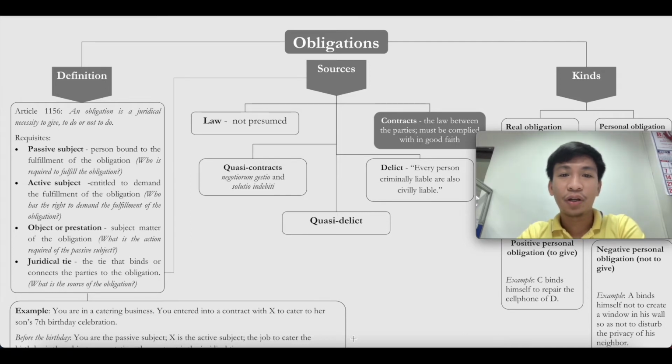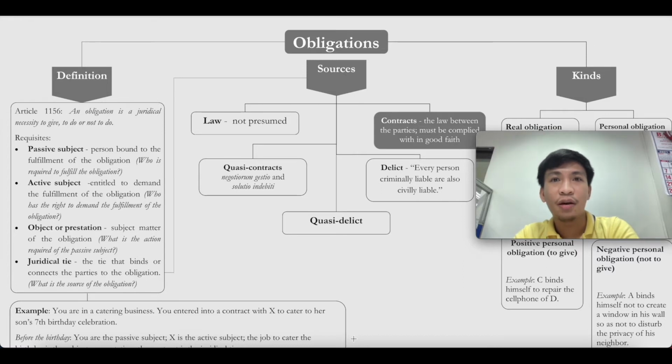Now, for your reference, maglalagay tayo sa website ng copy ng civil code so that you will see yung exact na provisions ng law on obligations and contracts. So, for today, we will be discussing the concept of obligation in general. What is obligations? And ano-ano yung mga sources ng obligations? And what are the kinds of obligations?